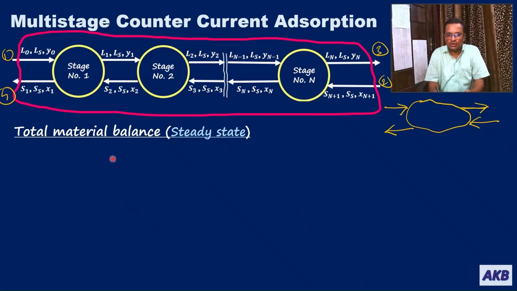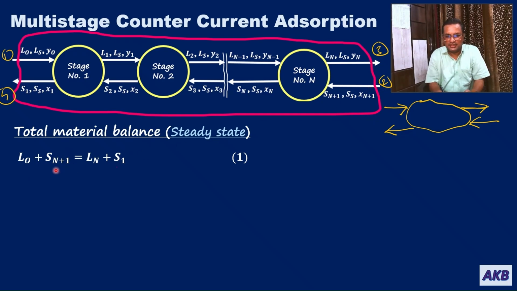So the steady state total material balance, that is input is equal to output. So it would be L0 plus Sn plus 1 is equal to Ln plus S1. So that is input is equal to output. So total input material is equal to total output material. So that's why you have this equation, L0 plus Sn plus 1 is equal to Ln plus S1. Let us call it equation 1.